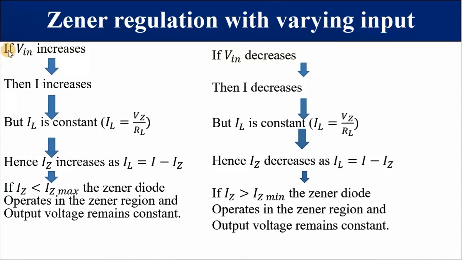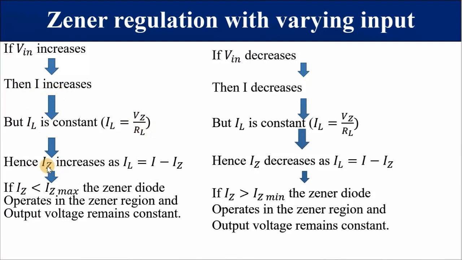We are saying the input voltage, which is the output of the filter, can increase. And if it increases, it means that the supply current is going to increase. But we have said that IL is a constant. Why? Because we are analyzing for a constant load. So it means that our output is a constant because it is equal to VZ divided by RL. So what is going to absorb the increase in I?